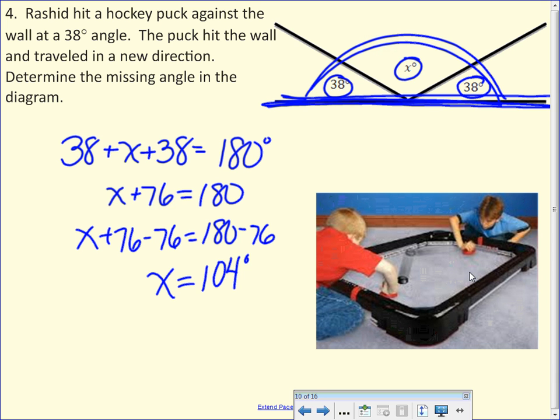Is it okay to solve it this way? 38 plus x minus 38 equals 180 minus 76. Because then you left out a 38, because we have two 38s. Oh, you subtracted 38 twice? No, because you can't add one and subtract the other. Then you're only subtracting 38 from the other side. Okay, and then you won't get 104.